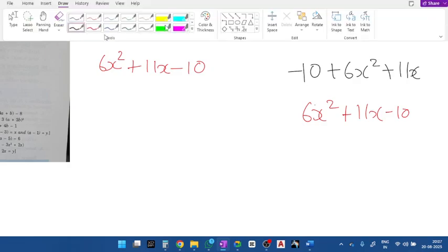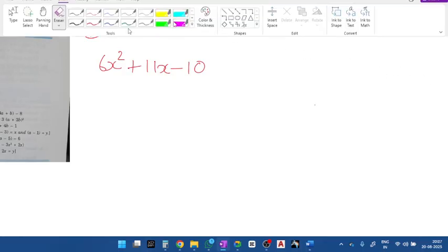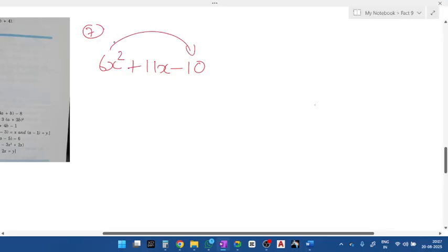This is how you solve. Now, which two do you have to multiply? Tell me which two we have to multiply. Minus 10. What is 6x square into minus 10? Minus 60.